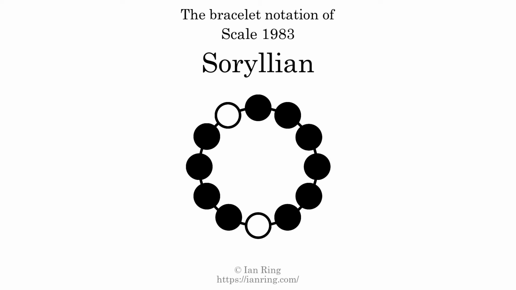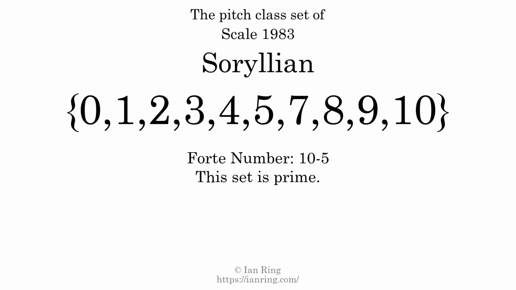This is a bracelet notation diagram of scale 1983. The shaded circles represent tones that appear in the scale, and they are read clockwise, starting at the top. The pitch class set for this scale is 0, 1, 2, 3, 4, 5, 7, 8, 9, 10. The forte class is 10-5.